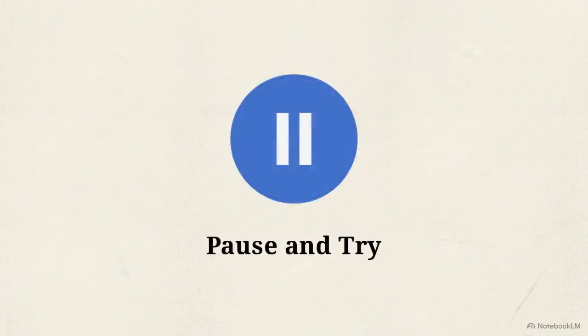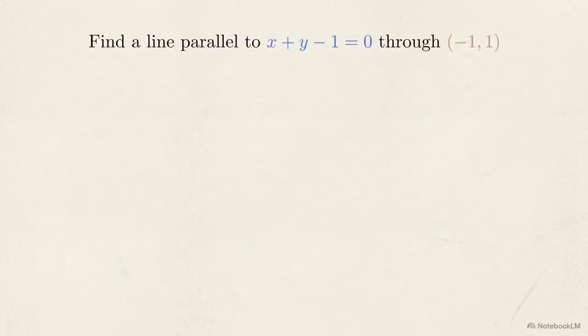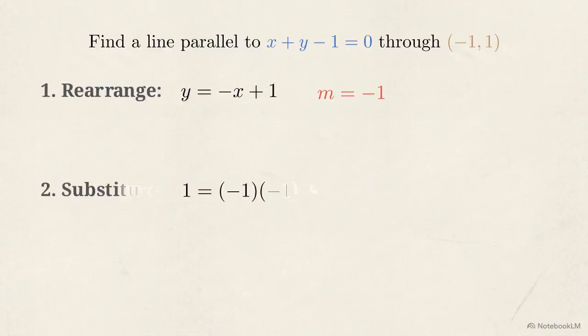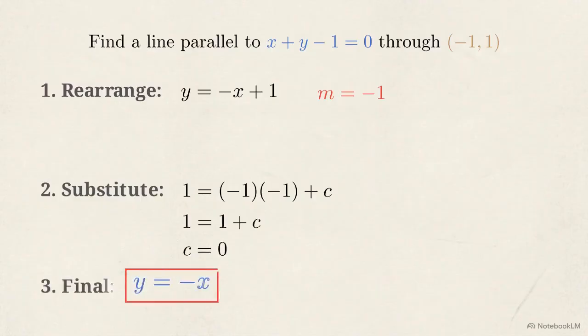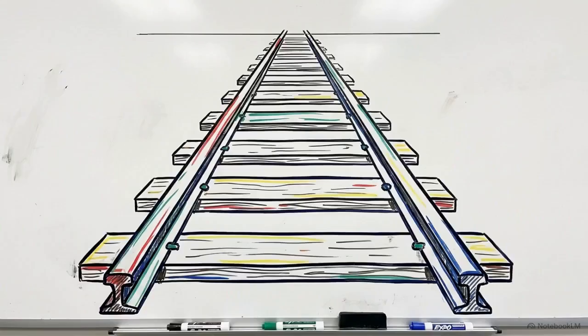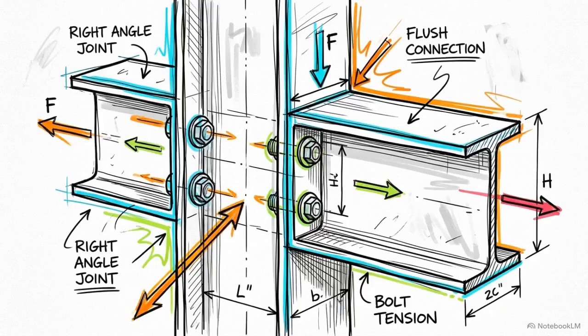Now, pause the video and try this yourself. Find the equation of a line parallel to x plus y minus 1 equals 0, passing through the point -1, 1. First, rewrite the equation to find your gradient of -1. Because the lines are parallel, keep the same gradient. Substitute the point into the formula, and you arrive at y equals -x. These precise relationships are the mathematical checks used to ensure railroad tracks remain parallel, or that vertical support beams meet horizontal floors at true right angles.